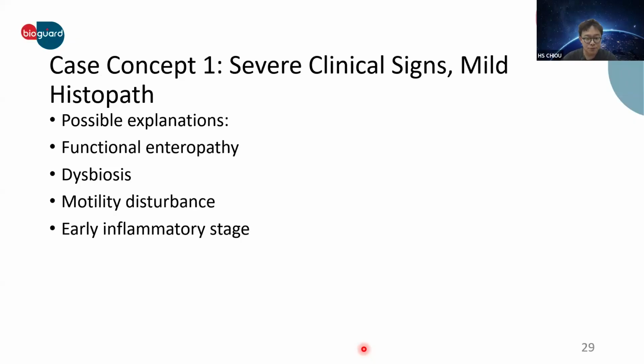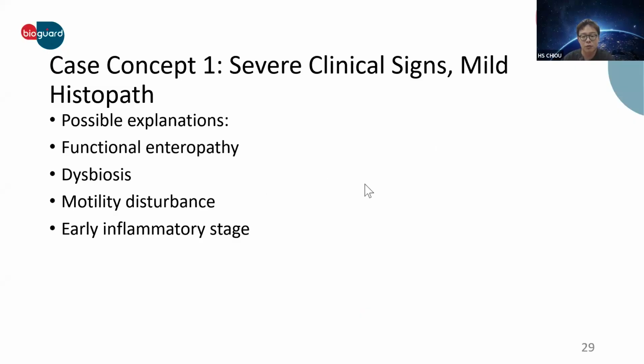In early disease, or in cases where functional disturbance is the main driver, clinical signs can be quite severe, even when structural damage is still limited. On biopsy, you might only see mild lymphoplasmacytic infiltration. The villi architecture may still look intact. No obvious fibrosis, no marked distortion. And that can feel confusing.